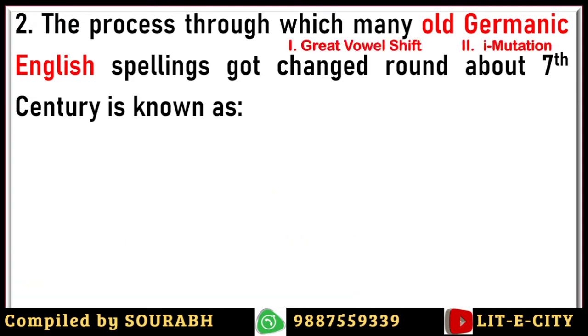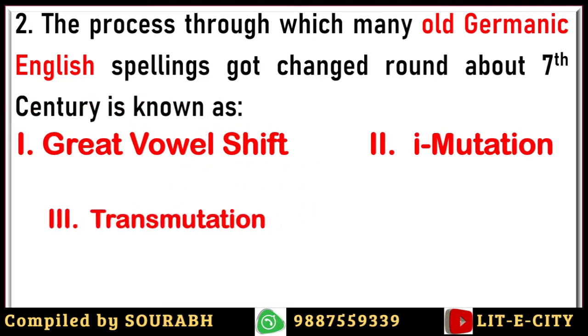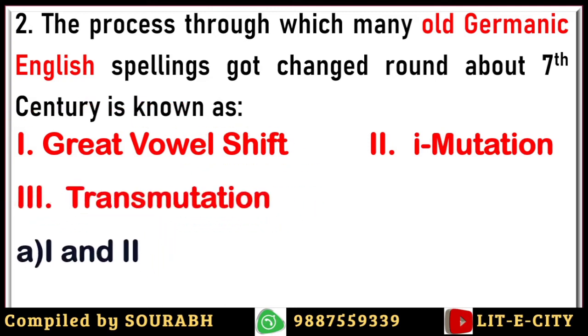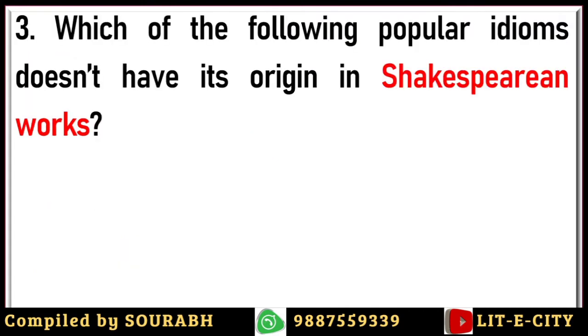Dear friends, it is actually great vowel shift and I mutation, in which many of the spellings that contain a particular vowel sound, I, here I was mutated and in its place some other vowel was used. So this was one of the reasons how Old English transformed into Middle English and later into modern English. Which of the following popular idioms doesn't have its origin in Shakespearean works?